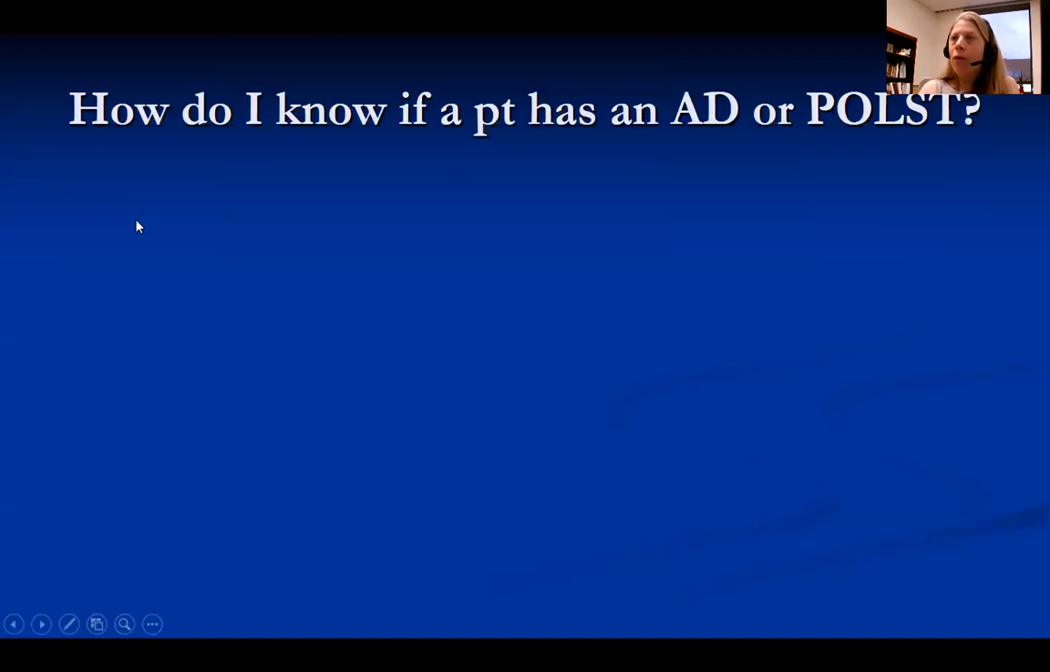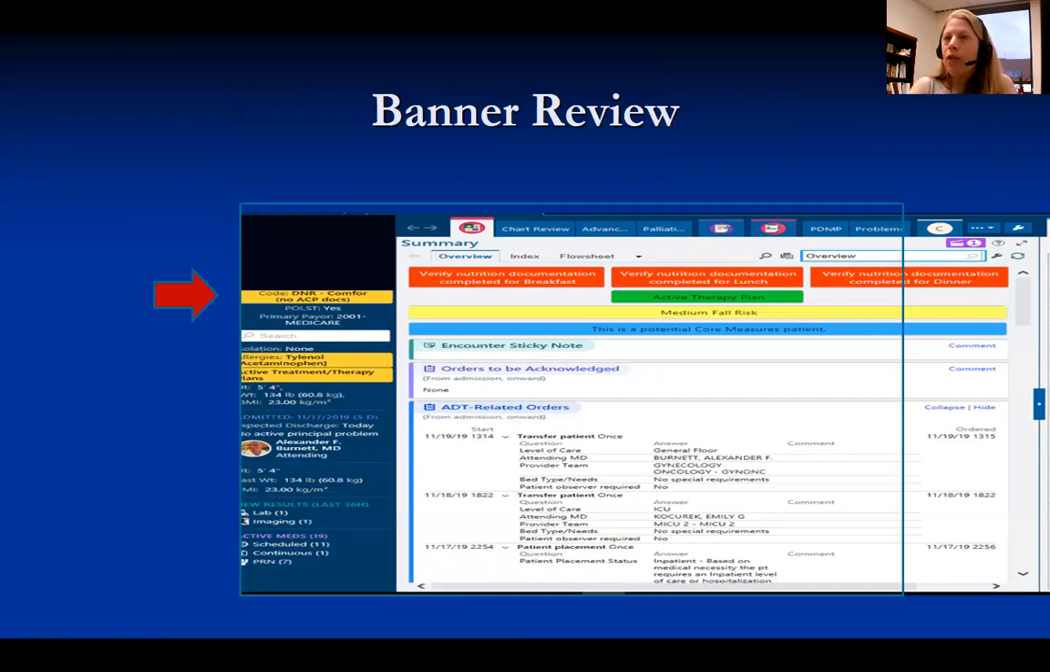Okay, so how do I know if a patient has an advance directive or a POLST? Can we look in the electronic medical record and figure that out? So I'm going to show some screenshots. One place that you can look is the banner. I've blacked out names.